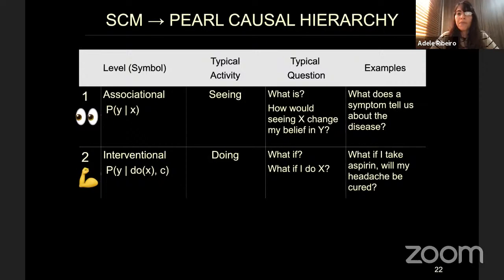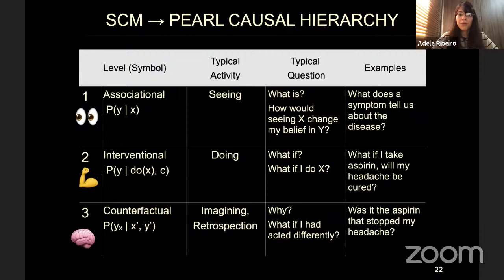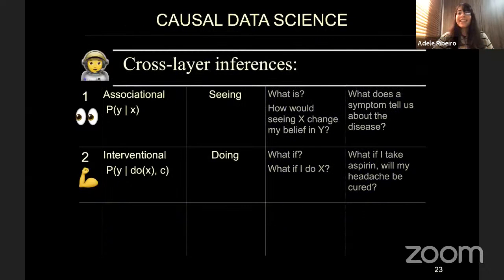And the third rung of the ladder is about counterfactuals. The typical activity here is imagining, retrospection. So it's a different level. In this case, suppose that I took the aspirin and I want to ask, if I hadn't taken the aspirin, would my headache have stopped? It's retrospective reasoning here. And this is the notation for counterfactuals.